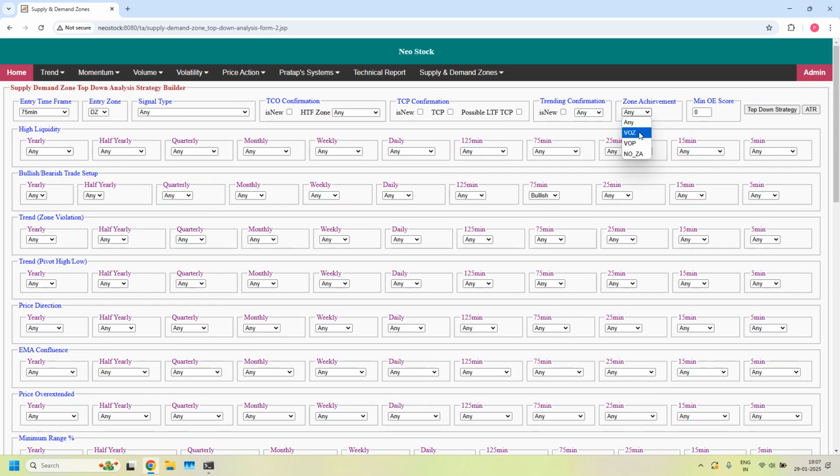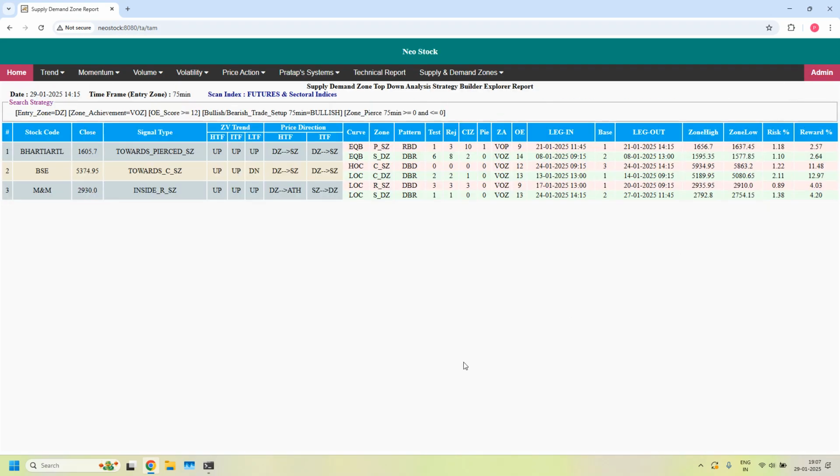Zone achievement violated opposing zone. Minimum odd enhancer score is 12. And all the 3 filters are applied to 75 minutes demand zone. Let's filter the stocks. We got 3 stocks. And these 3 stocks are currently supporting bullish trade setup for weekly income trade. And entry time frame zones are 75 minutes demand zones.